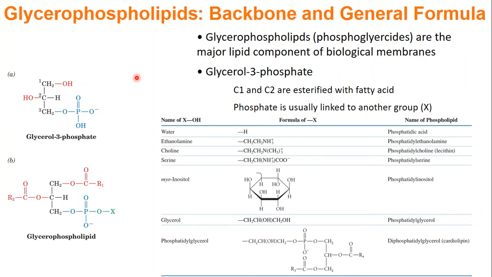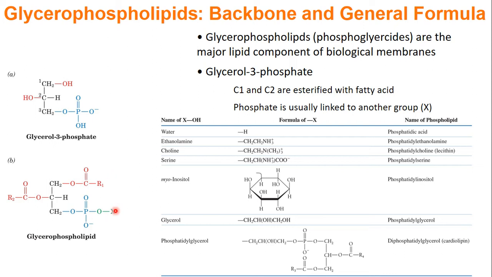In this video, we're going to look at the lipids that make up your cell membrane. We call this class of lipids glycerophospholipids. These are glycerol 3-phosphate. So we have our glycerol here. At the third position, we have a phosphate. At the 1 and 2 position, again, we can have fatty acids.